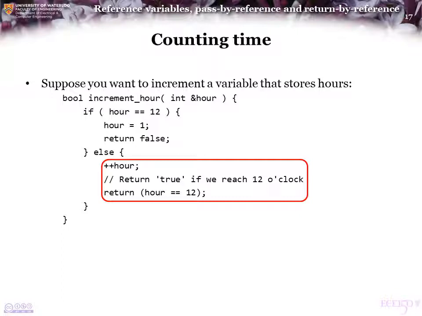Notice that I could have had an if statement here. So if hour equals 12, return true, else return false. But instead here, I'm simply comparing hour and 12. That will either evaluate to true or false, and whatever that evaluates to is going to be what is returned from this function.